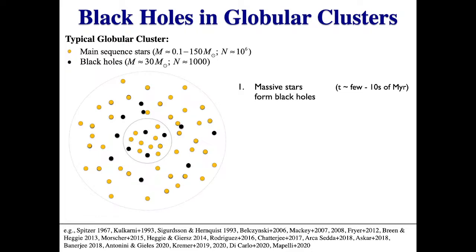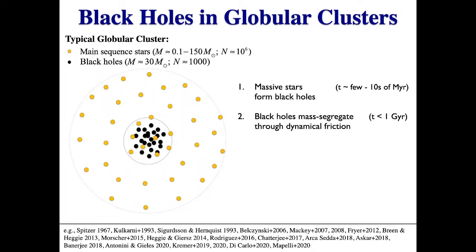Because clusters are generally low metallicity, as I said before, these massive stars have reduced amounts of mass loss through stellar winds on the main sequence and also during the giant phase. As a result, the black holes that form in these low metallicity clusters we think are generally on the massive side as far as stellar mass black holes go. So the typical mass of these black holes is maybe around 30 to 40 solar masses is our expectation. This population of roughly 1,000 black holes forms relatively early on in the host cluster's evolution, within the first maybe few to tens of millions of years.